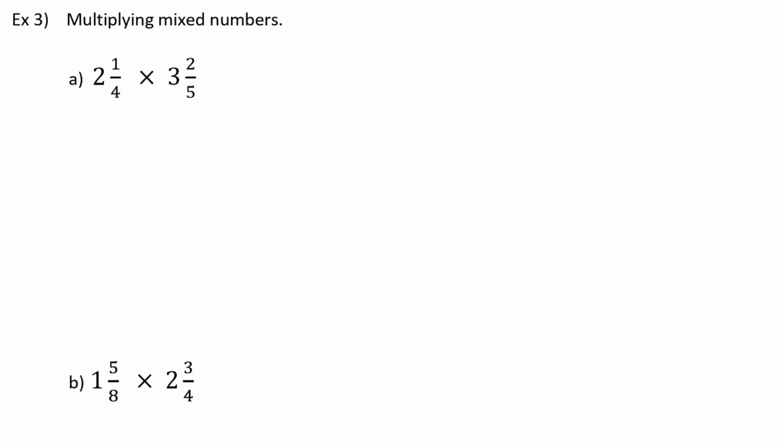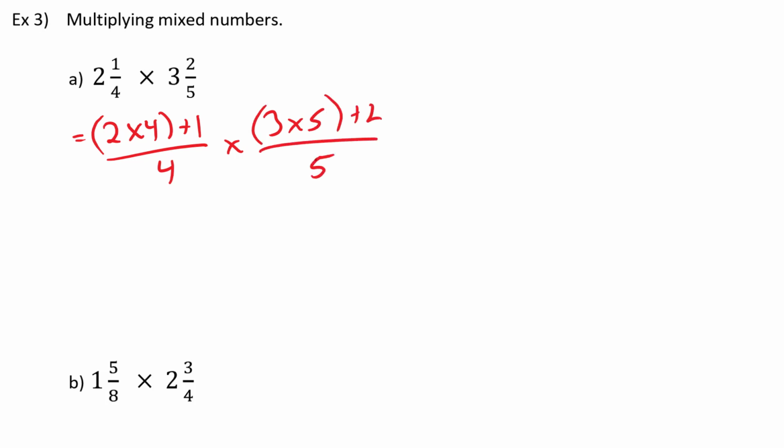Let's now try multiplying mixed numbers. When multiplying mixed numbers, we must first convert those mixed numbers into improper fractions, and then follow the standard rules for multiplying fractions. Here we take 2 times 4 plus 1 over 4. We're going to multiply 3 times 5 plus 2 over 5. 2 times 4 is 8 plus 1 is 9. 3 times 5 is 15 plus 2 is 17.